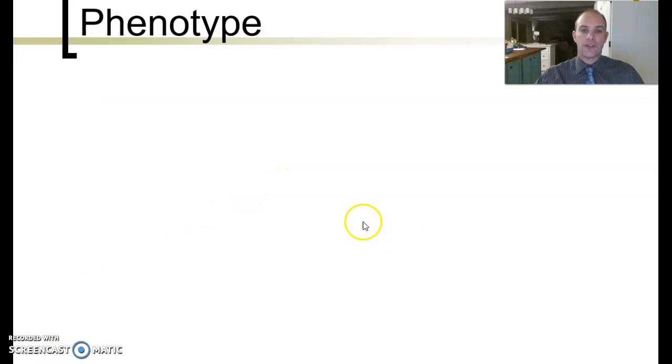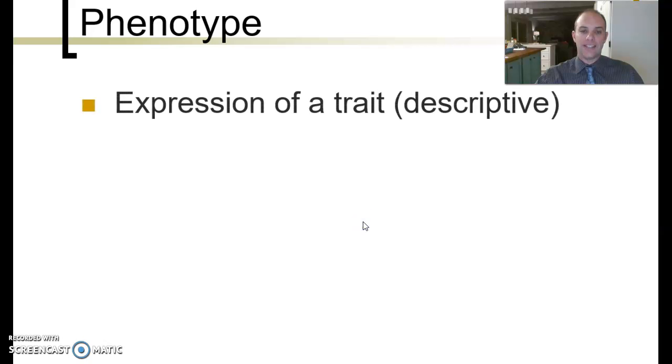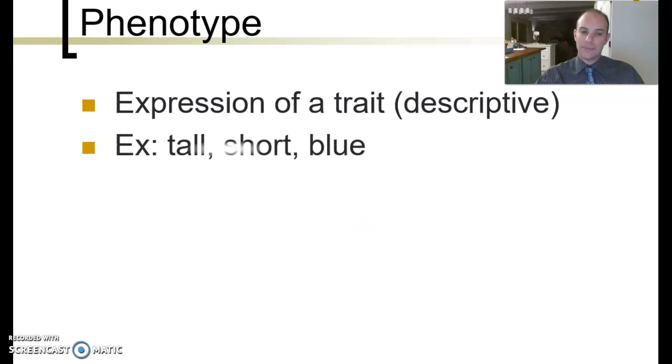The phenotype is another key term. The phenotype is defined as the expression of a trait. It's descriptive. What that really means is what trait you're looking at. Tall, short, blue eyes, brown hair. That's the phenotype. The genotype are the letters. The phenotype is what you actually see.